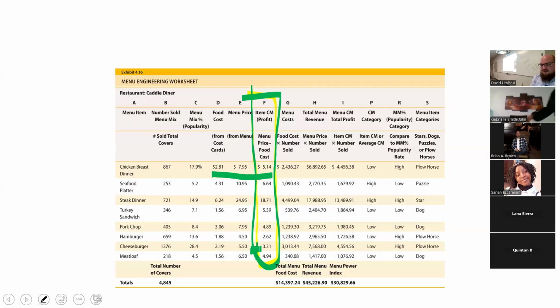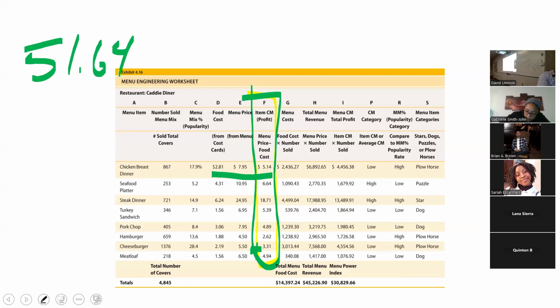$5.14 plus $6.64 plus $18.71 plus $5.39 plus $4.89 plus $2.62 plus $3.31 plus $4.94. So that total is $51.64. That's my total. How many menu items do I have?